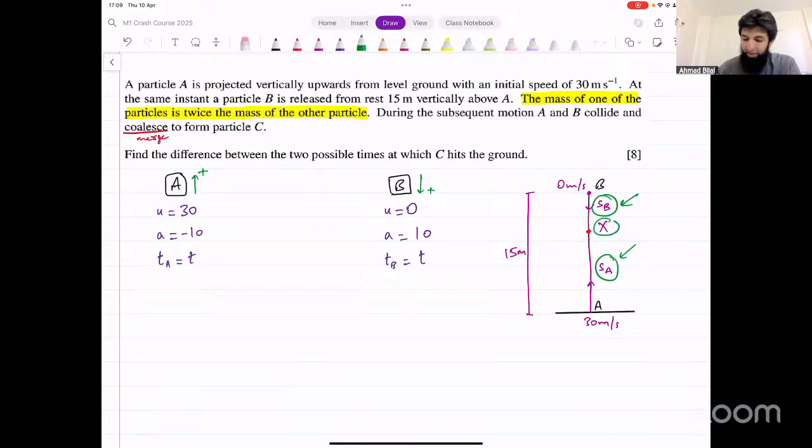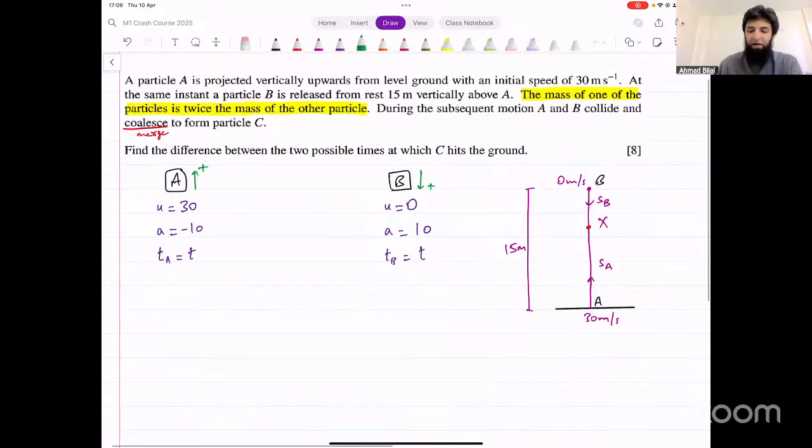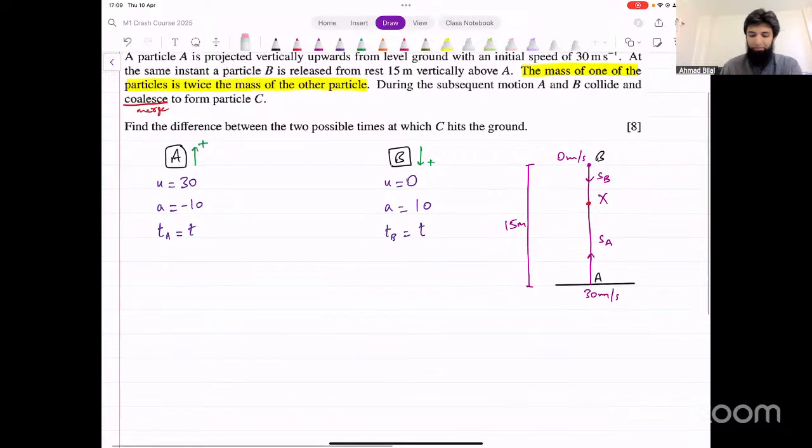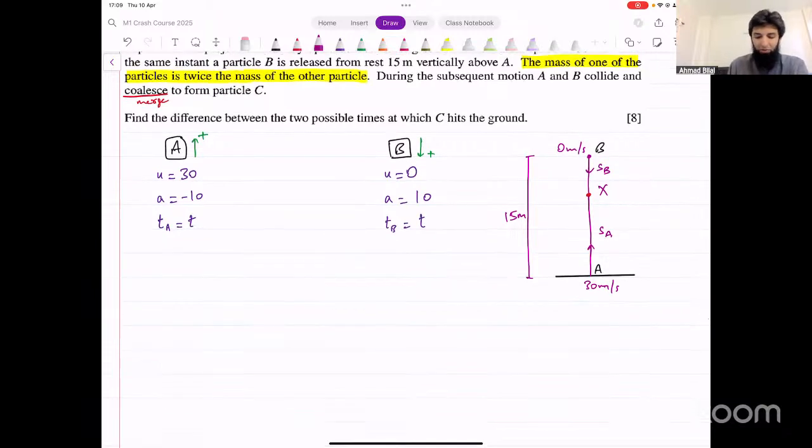At the point X, they meet each other. What's the total going to be for both of these displacements? If I were to add SA and SB, their sum is going to be 15. Okay, so that's the way to connect these two equations. We can say SA plus SB is going to be equal to 15.